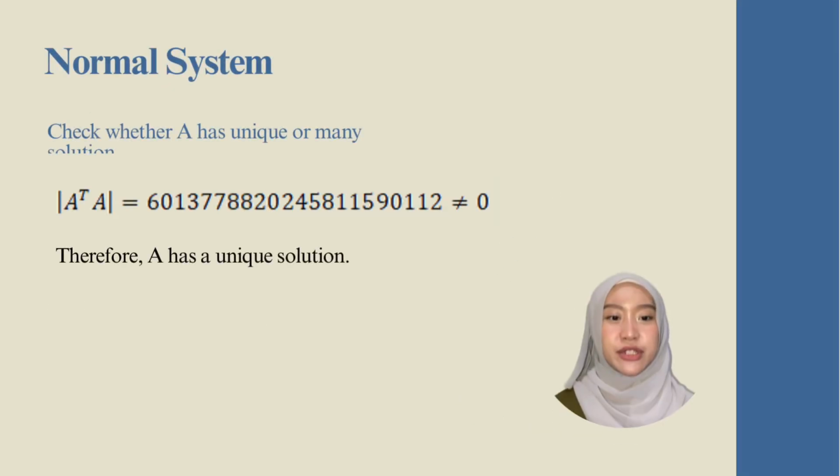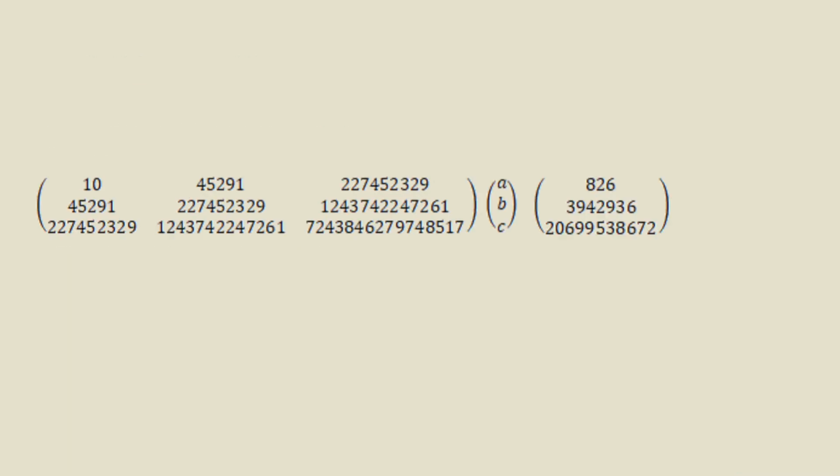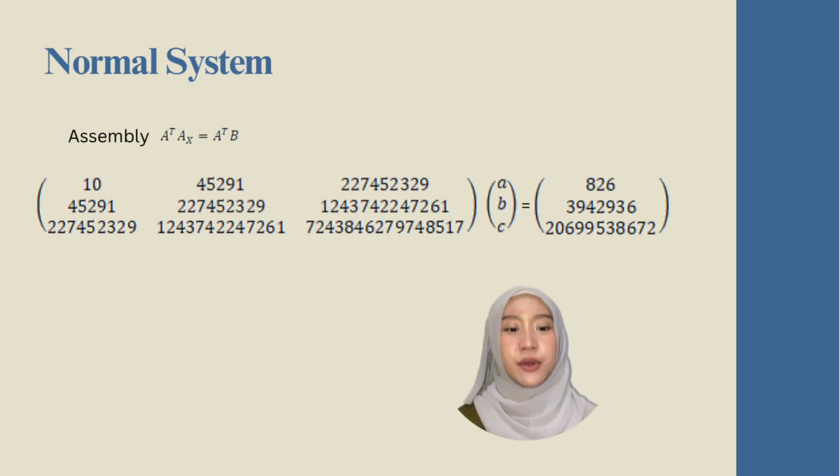We also have to check whether A has a unique or many solutions by finding the determinant of A transpose A. By using a scientific calculator, go to matrix mode and insert the matrix of A transpose A to find the determinant, then we will get the answer. Since the answer is not equal to 0, therefore A has a unique solution. Then we substitute the matrices in the identity of the normal system, then the answer will be like this.